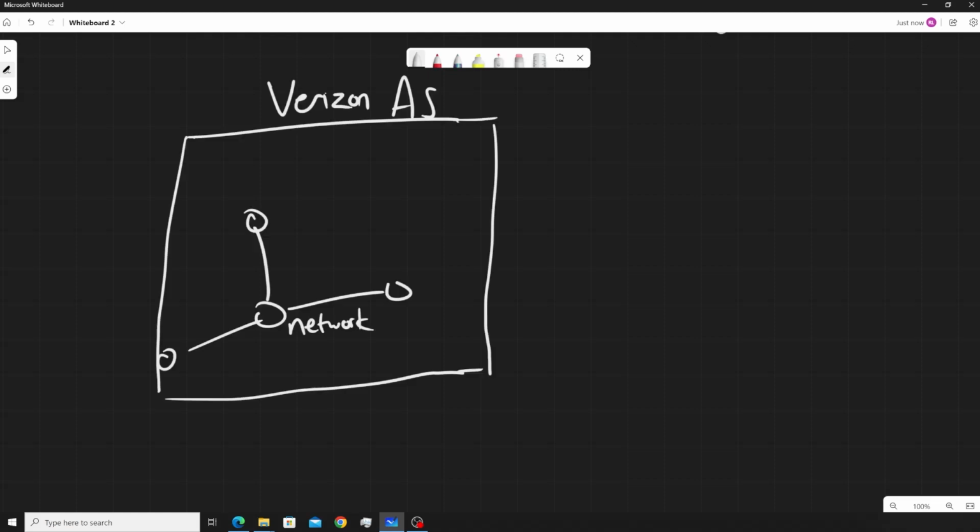Let's say this is our Verizon autonomous system. Each of these circles represents various networks with maybe hundreds of computers inside of them. And we want to get to this location. Let's say here's where we start, here's where we end.